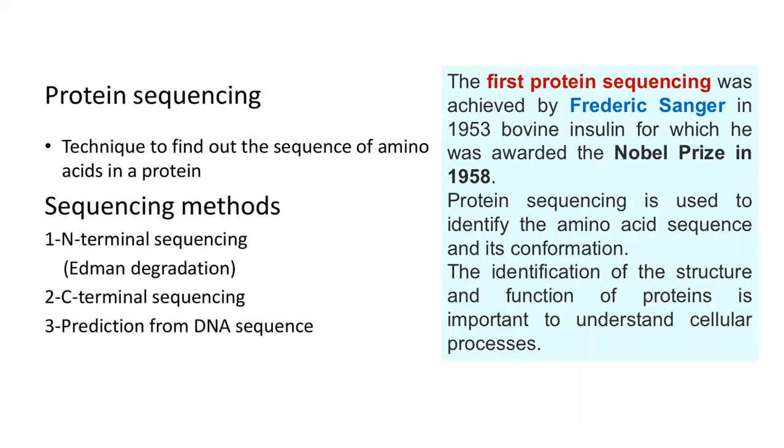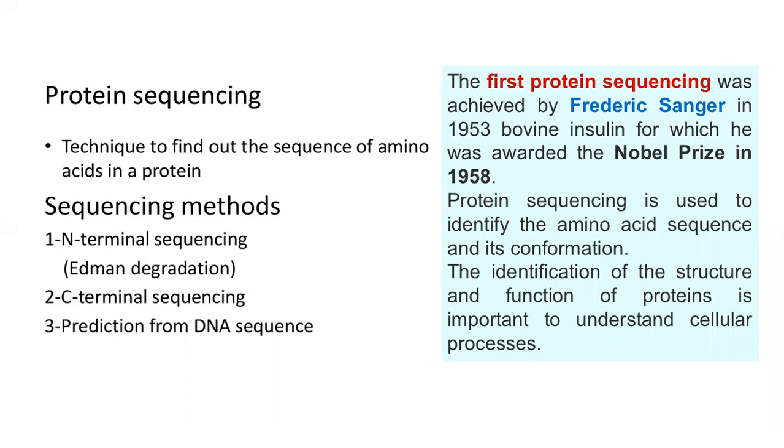The most common or most famous being the N-terminal sequencing, otherwise known as the Edman degradation method, formulated by Pehr Edman. And C-terminal sequencing is there, or you can either know the DNA sequence, and from that we can deduce the sequence of the protein. Prediction from the DNA sequence is also possible, and nowadays automated protein sequencing is also possible.